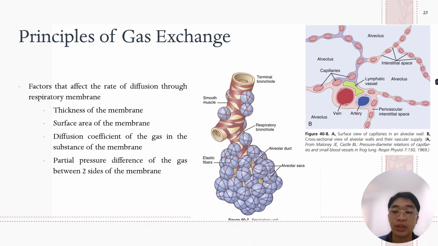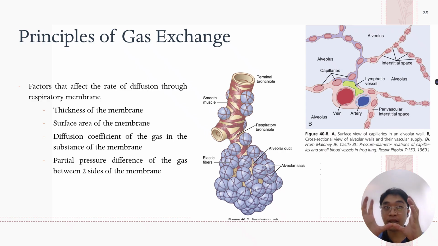So for the thickness of the membrane, this is usually evident in cases where there is edema. And for surface area of the membrane, this is evident in cases of emphysema. Okay, so emphysema is a kind of chronic obstructive pulmonary disease wherein the alveolar walls are destroyed. When these walls are destroyed, the alveoli become very big.